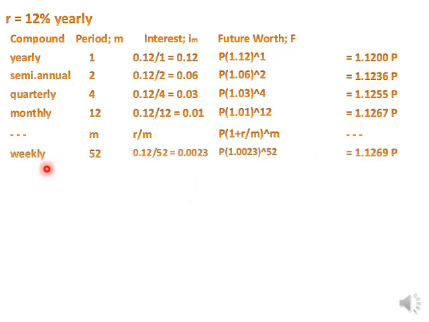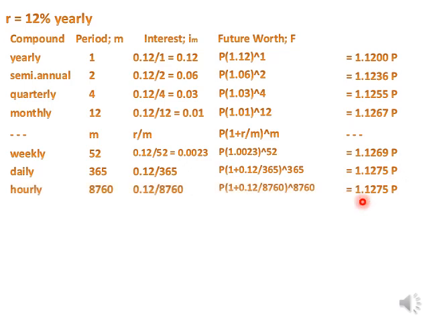Okay, let's proceed. For example, another bank offers a 12% nominal rate, but the compounding is weekly. We will observe what will happen to the future amount. As you can see from here, the compounding is yearly. This is for semi-annual, quarterly, monthly. As you can observe, there is an increase in the coefficient of P, meaning the amount accumulated is becoming greater for more frequent compounding. So 12.55, 12.67, and for weekly, we have 1.1269. For daily, this now becomes 1.1275.